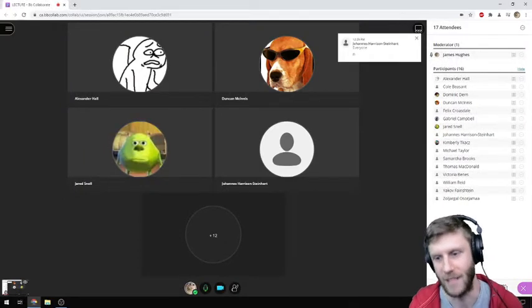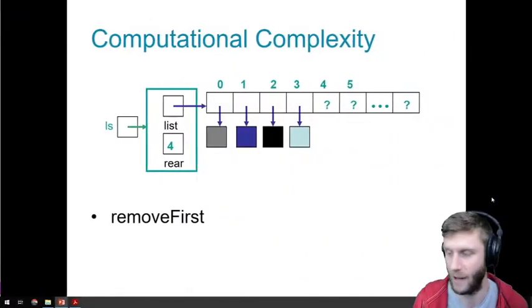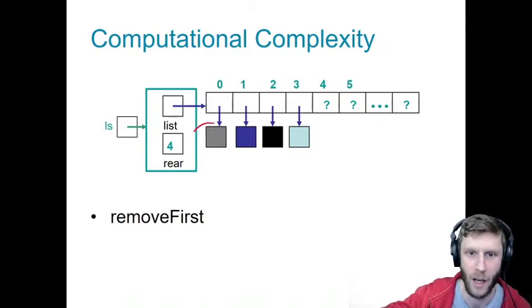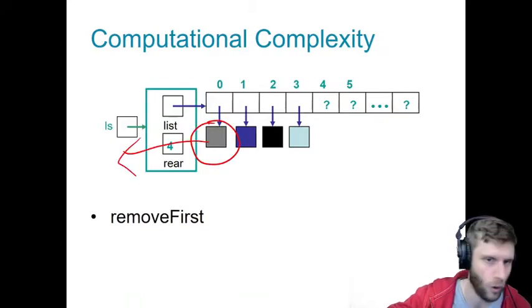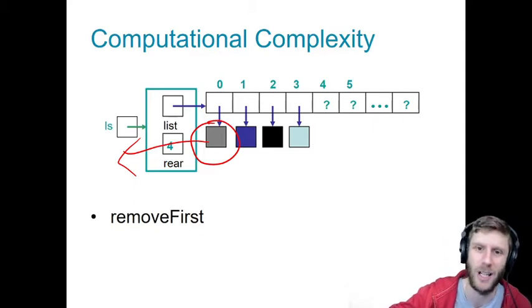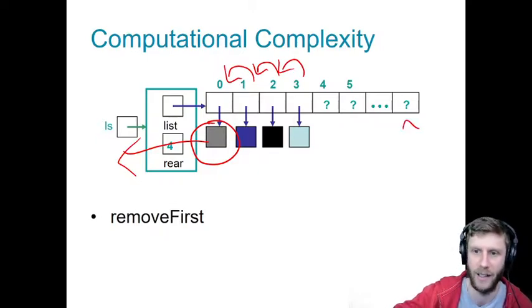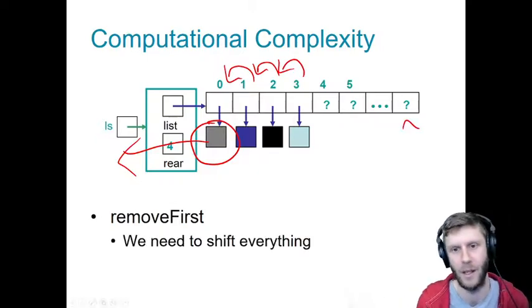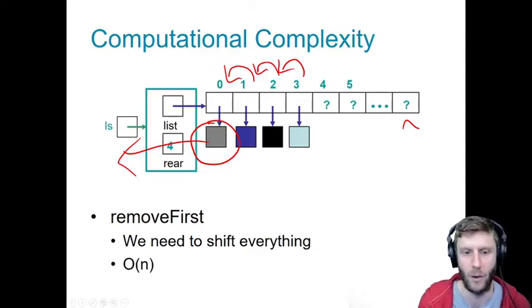N, yes. Why? Well, because if we look at the code, we take this out, great, that's an order 1 operation, it's constant time. But then you remember we have to do that shift down. So we got to move everyone down. And how many things do we have to move down? Well, however many things are in there, and let's say there's n things in there. Yeah, we need to shift everything, order n.